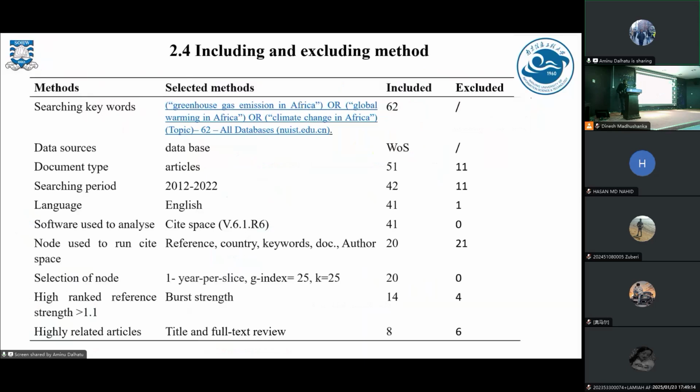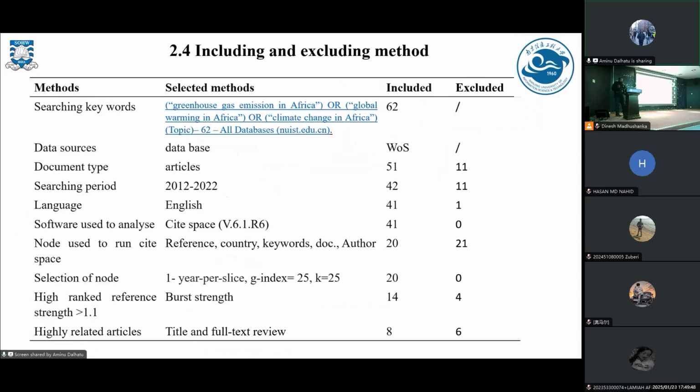This is how we include and exclude. In my study, my aim is to find greenhouse gas emission in Africa, or global warming in Africa. For papers published at the world level related to Africa, I inserted my keywords like this on Web of Science. It results in about 62 papers. So I can't review 62 papers.